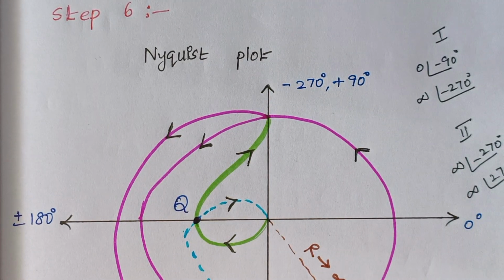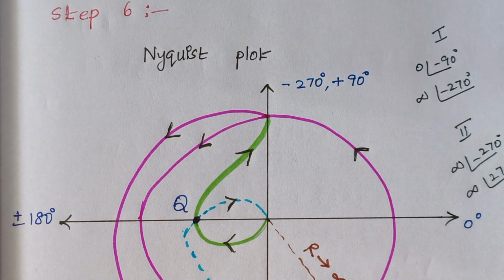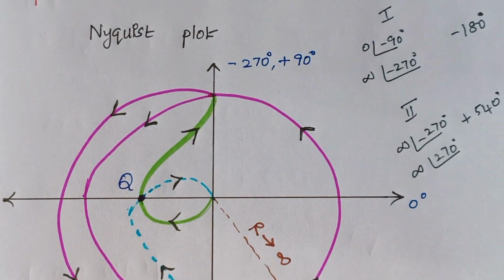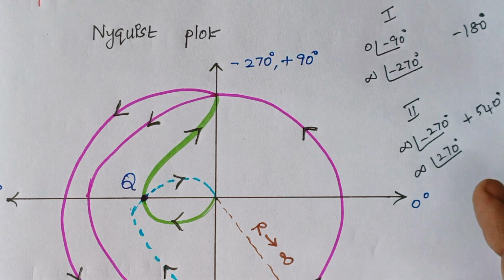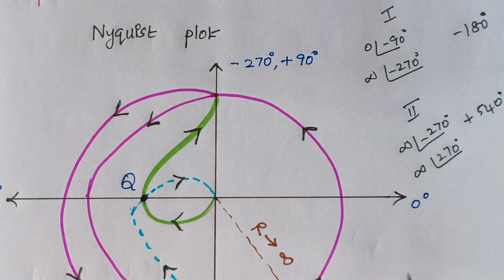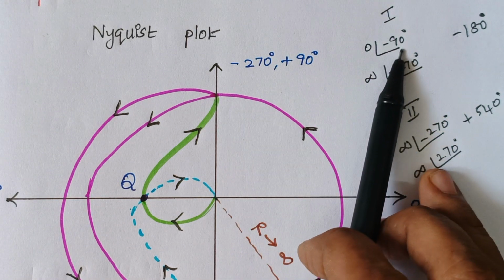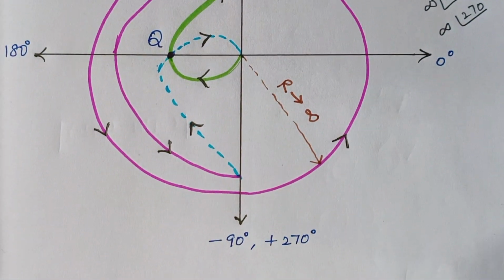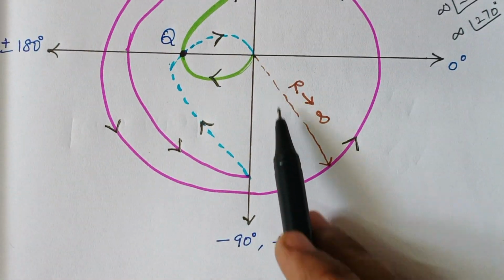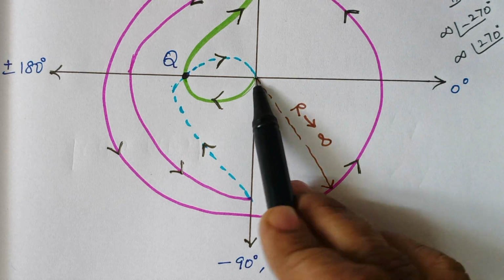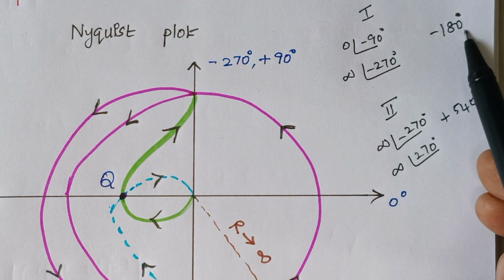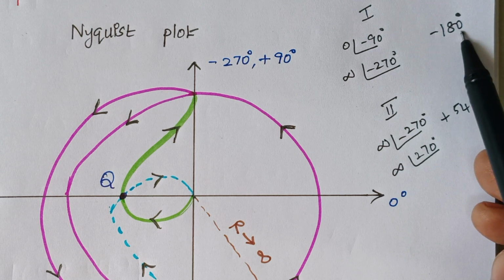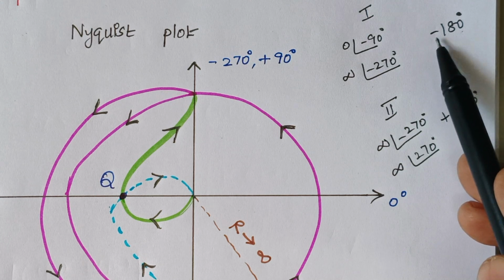Now we are going to draw the original Nyquist plot. Right. So this is our section 1. This is the starting point, ending point, and this is the angle of rotation, right? So it starts at 0 minus 90 degree. So this is our minus 90 degree line and it starts at 0, and it covers minus 180 degree. That is, it covers 2 quadrants in clockwise direction.